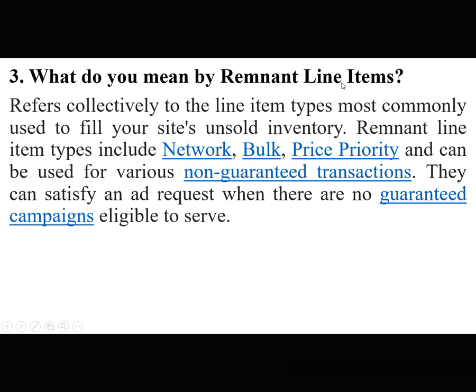So what do you mean by remnant line items? It refers collectively to the line items most commonly used to fill your site's unsold inventory. Remnant line item types include network, bulk, price parity, and can be used for various non-guaranteed transactions. They can satisfy an ad request when there are no guaranteed campaigns eligible to serve.